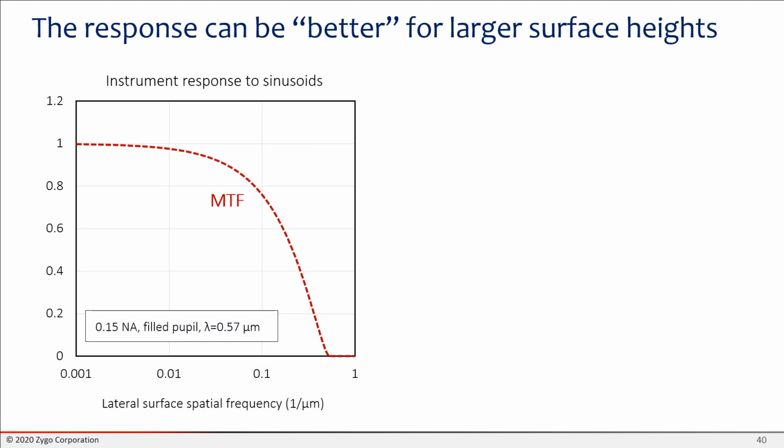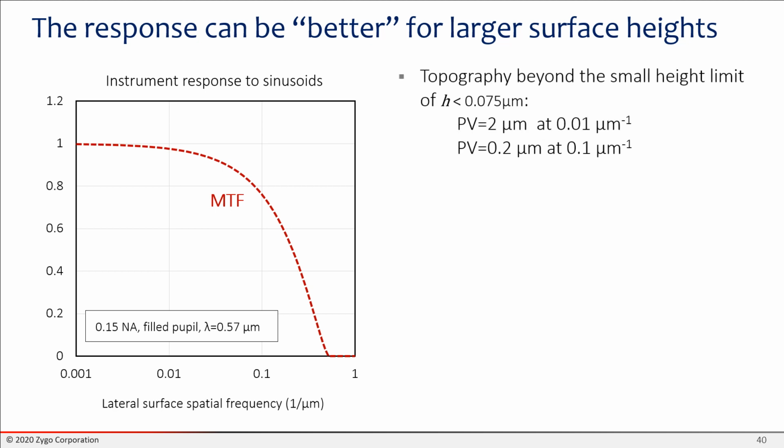For larger surface height variations, larger than this lambda over 8 limit, we find that the response of the instrument varies a little bit. It's no longer following the MTF perfectly. So for example, if we go through a series of sinusoids that meet a slope limit, in other words, the maximum slope on the part is not so large that the light is deflected outside the acceptance angle of the objective, then you could have a peak value of up to 2 microns, which is much bigger than the small height limit at 10 inverse microns, and 0.2 microns at 100 inverse microns.